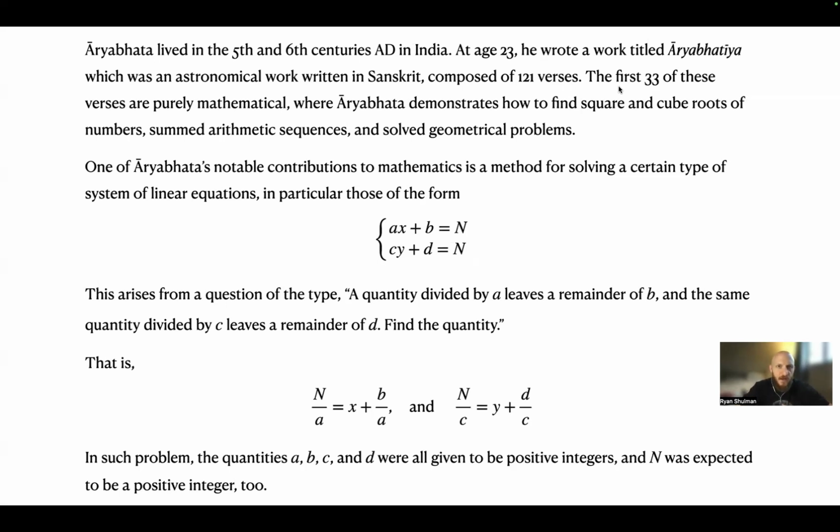And in these verses, Aryabhata demonstrates how to find square and cube roots. He finds the sum of arithmetic sequences, which is really fascinating. And he also solved some geometrical problems.